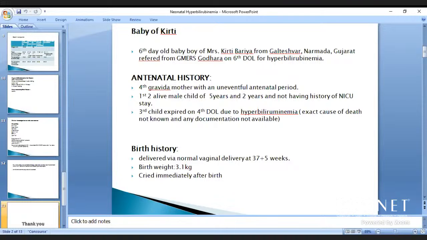We just send blood to keep ready for exchange transfusion. Serum samples were sent, blood investigations done, and IV fluids started. That is escalation therapy. Okay, sir. The intensity of phototherapy is based on what parameters, I'm asking.